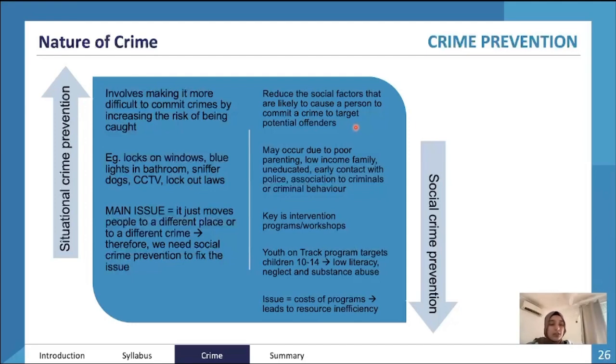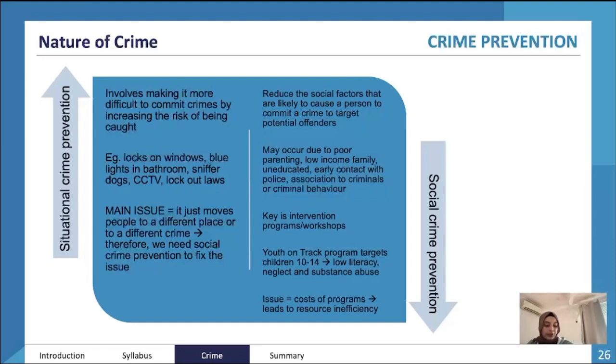What is the issue with this? The ineffectiveness in this area is that it's not cheap. It's really expensive to run these programs. You need to hire people, to have enough people available to run these programs, and that's expensive. So somebody is going to be bearing that cost.